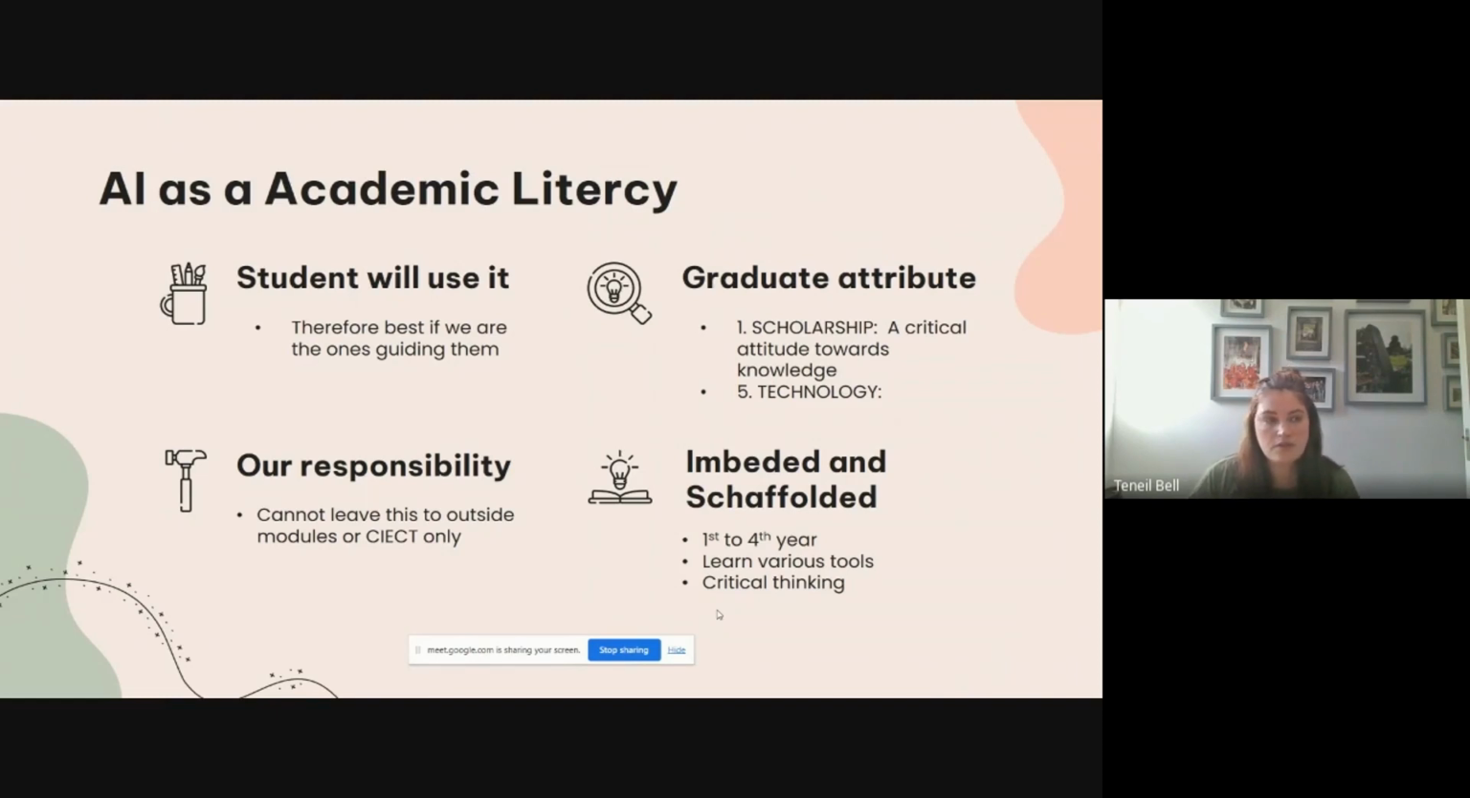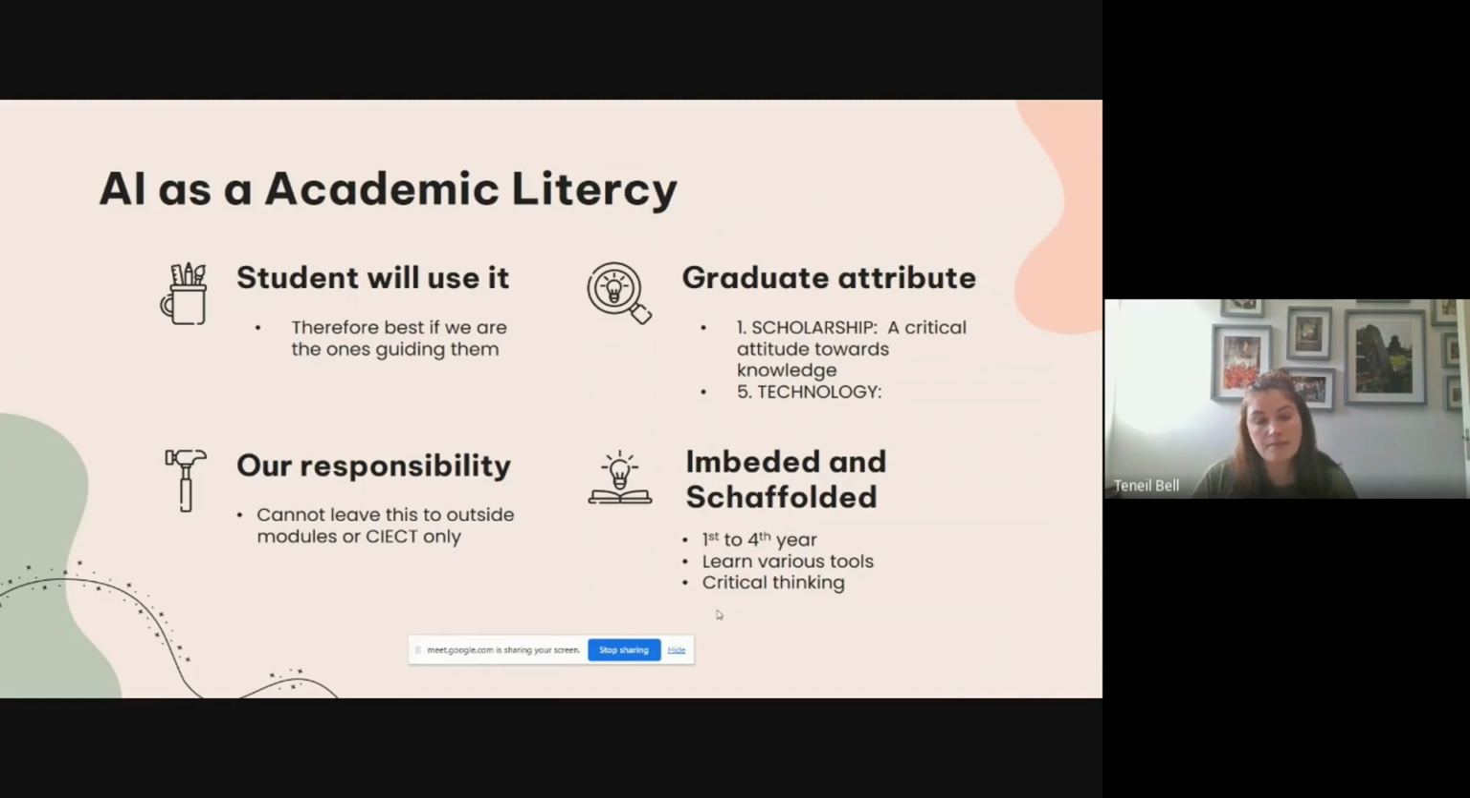Next, it's important. We've come to the realization we can't leave AI, or the development of how to use it, just to the outside sector. In our faculty, we have EED, which is an English for Educational Development module, or CIECT. We can't leave it only to them. I'm not saying it's not a partnership, absolutely. But for our department, we need to figure out how we're going to do it, where in our modules we're going to do it, what tools we are going to use, and have those conversations with us as lecturers as part of our academic development.